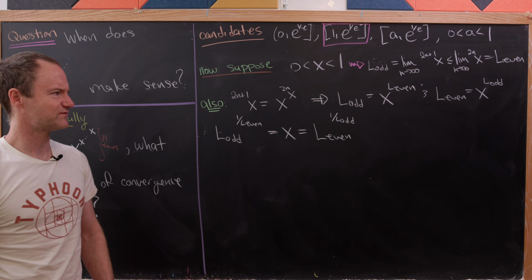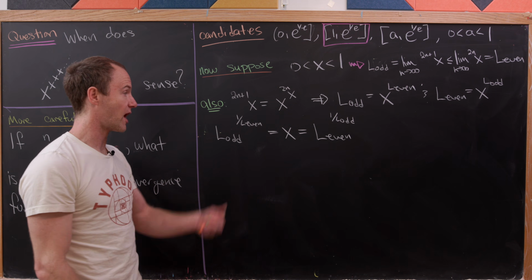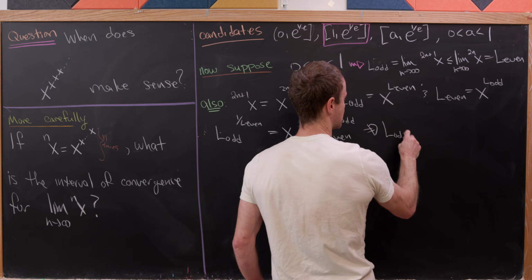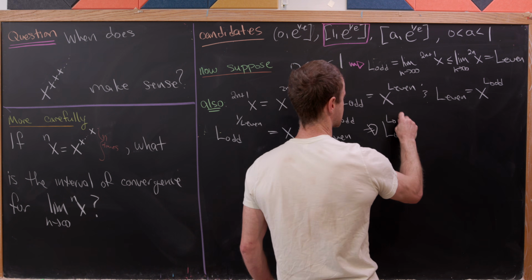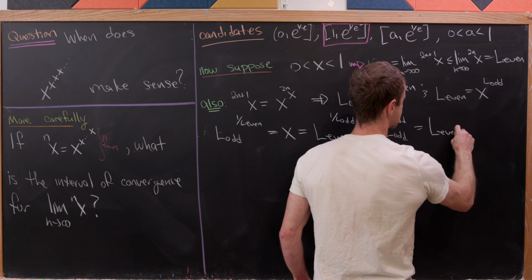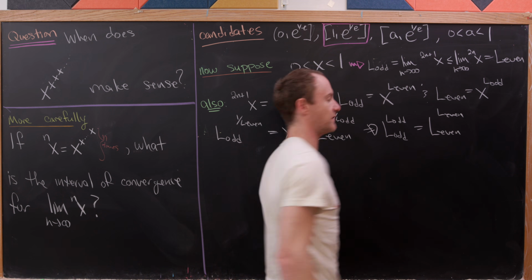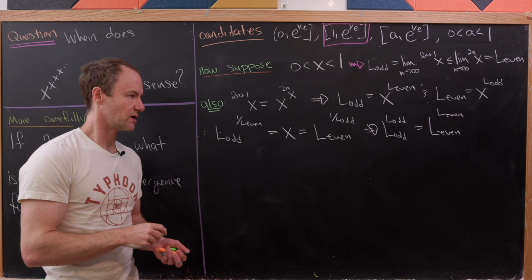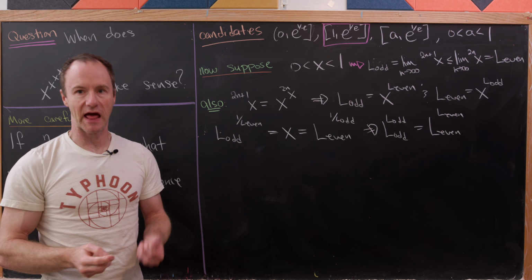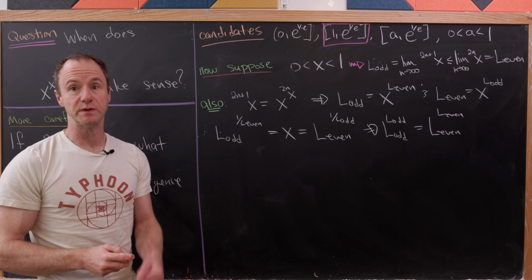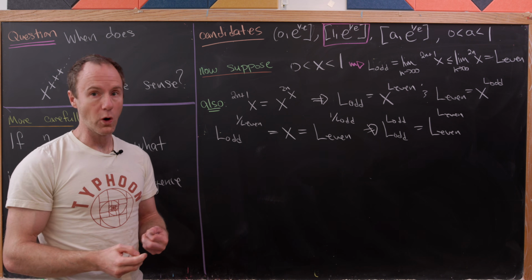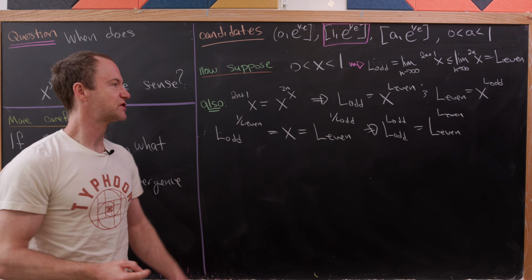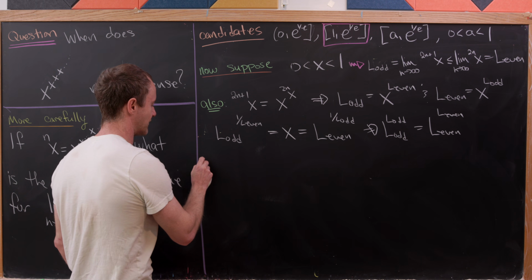But now we can simply exponentiate by the product of L even and L odd, and that'll give us L sub odd to the power L sub odd is equal to L sub even to the power L sub even. Okay, cool. Now we've got two possibilities here. We have the possibility that L even and L odd are the same, in which case we do have convergence, or we have the possibility where they are different, in which case we don't have convergence. So let's determine where we don't have convergence.